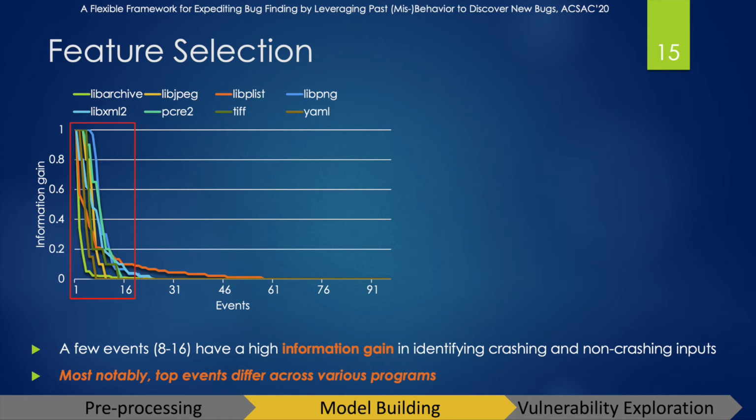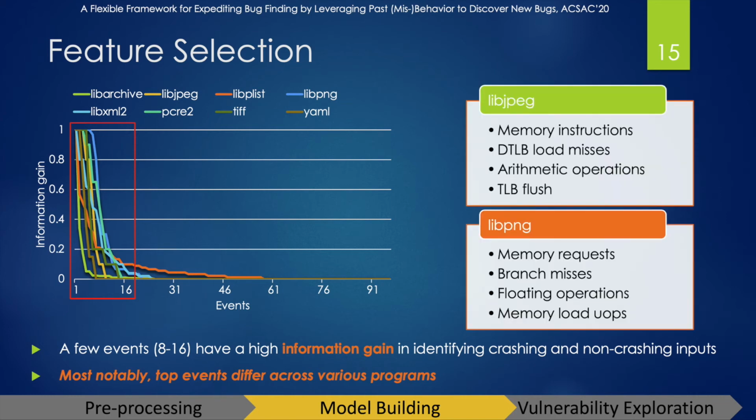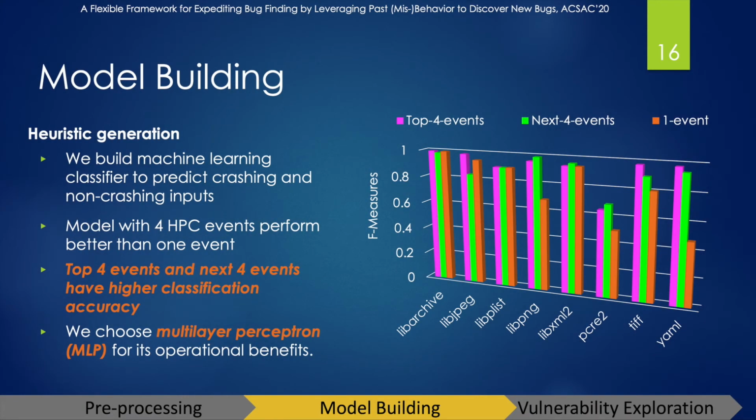As shown in the figure, a few events, 8 to 16, have high information gain. We also observe that top events differ across various programs, underlining the fact that the code bases of programs are diverse. For example, top events differ for 2 similar programs, such as libjpeg and libpng. Using HPC events as features, we employ a machine learning approach to build a classifier that can be used as a heuristic to perform input selection during fuzzing.